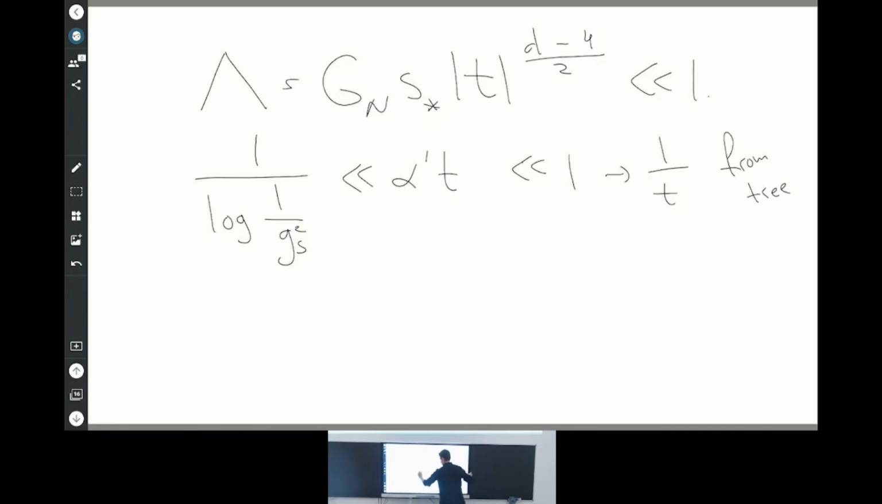But if you send t to 0, effectively you go to this eikonal computation we did last time. So basically there is an effective scale in t which controls for you the transition from tree level to eikonal. And of course, if you formally take G string to 0, it goes all the way to 0. So this is one comment about the graviton pole.